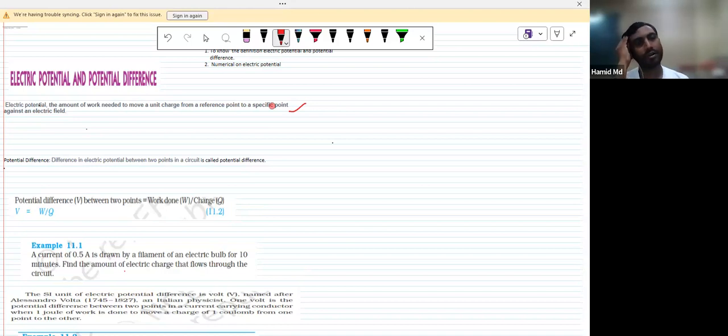Yes, the amount of work needed to move a unit charge from a reference point to a specific point against the electric field. Got the point? Yes, sir. So do revision, memorize the definitions. Okay.